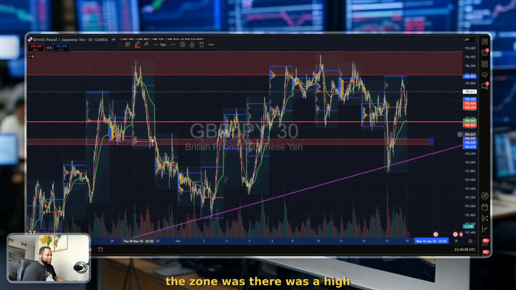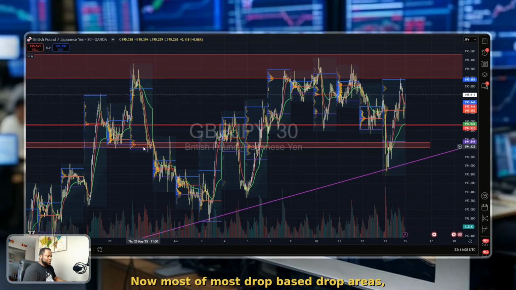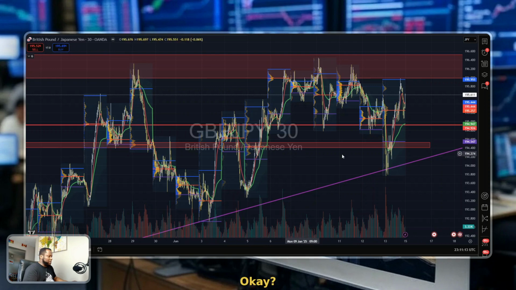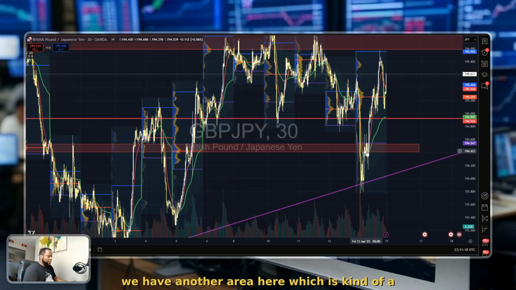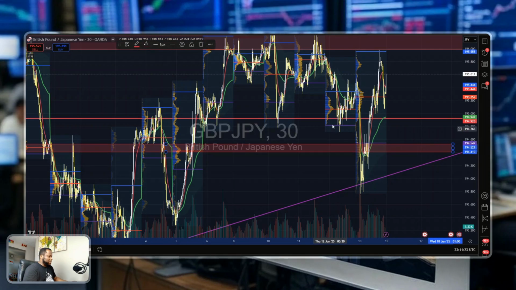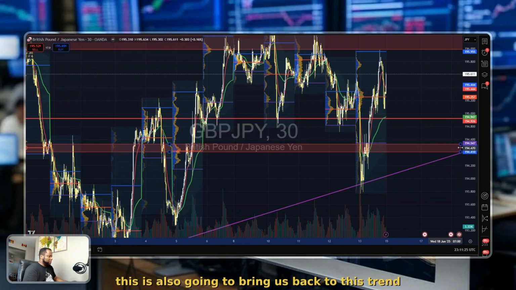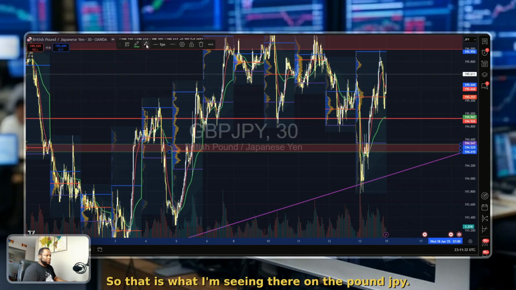And in the past, in this zone there was a high concentration of orders to the upside. And even though we did go down, it was a drop-base-drop area. Now, most drop-base-drop areas, when price shoots above them, kind of become support. Okay, so if you're looking at that, we have another area here, a low area of demand, which price could bounce off from. All right, and not just that, this is also going to bring us back to this trend line, the 4-hour trend line. All right, so that is what I'm seeing there on the Pound JPY.